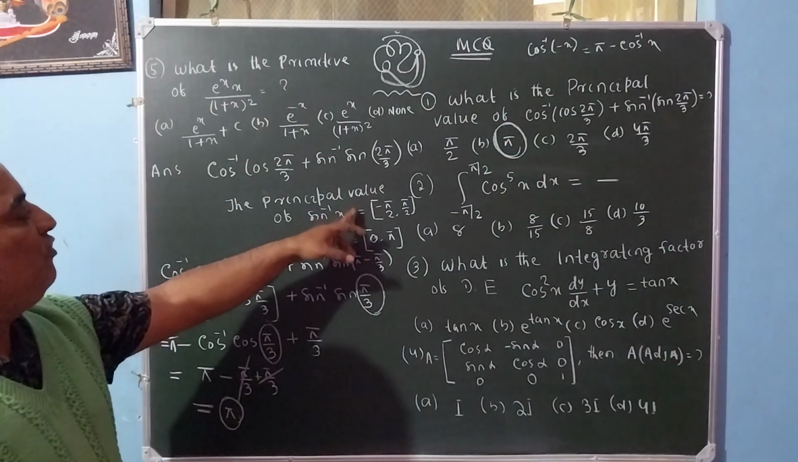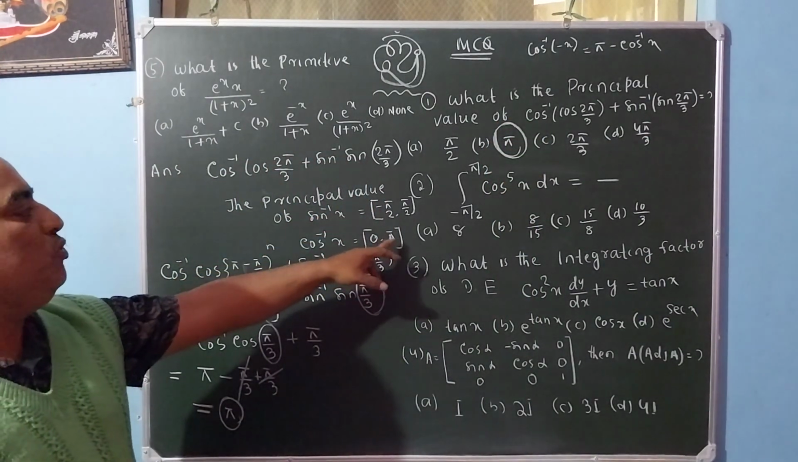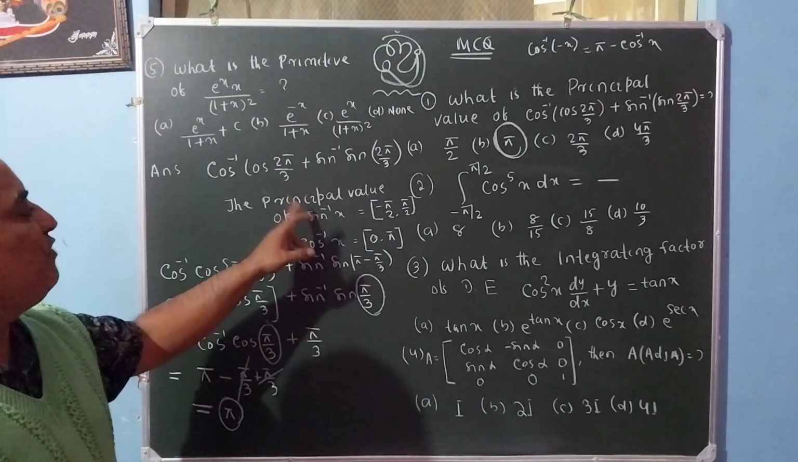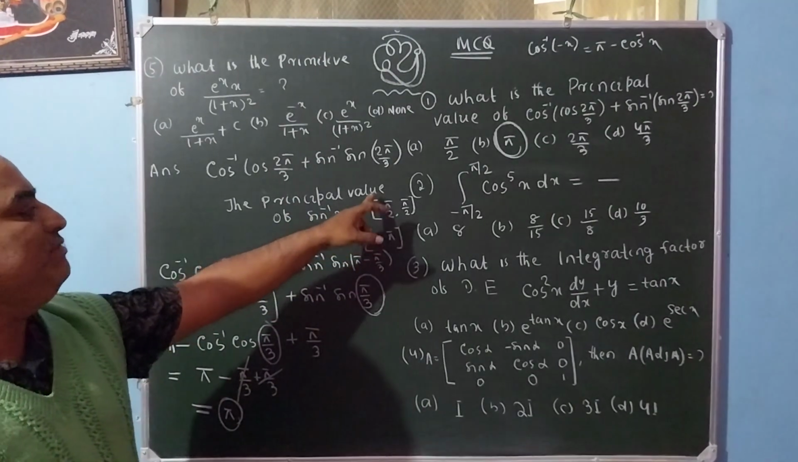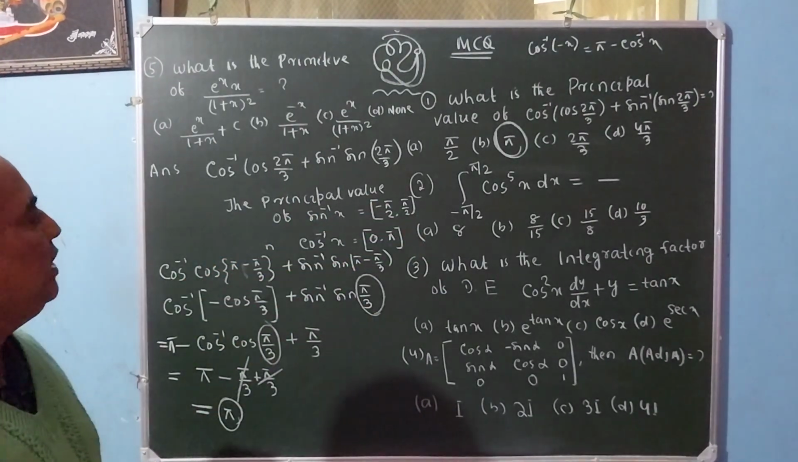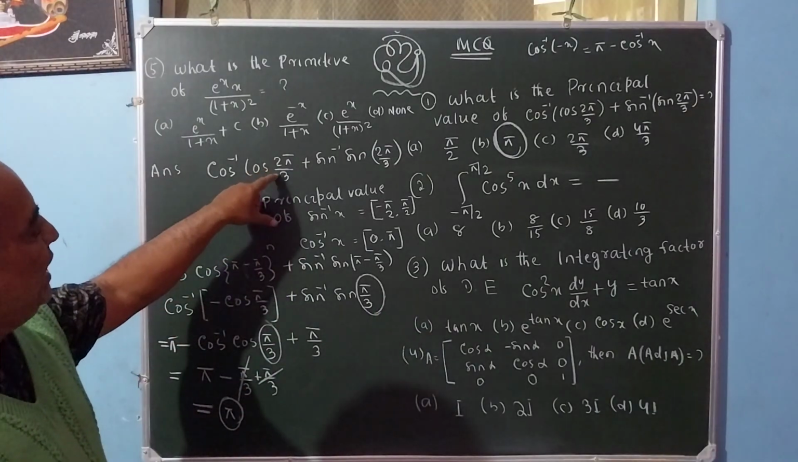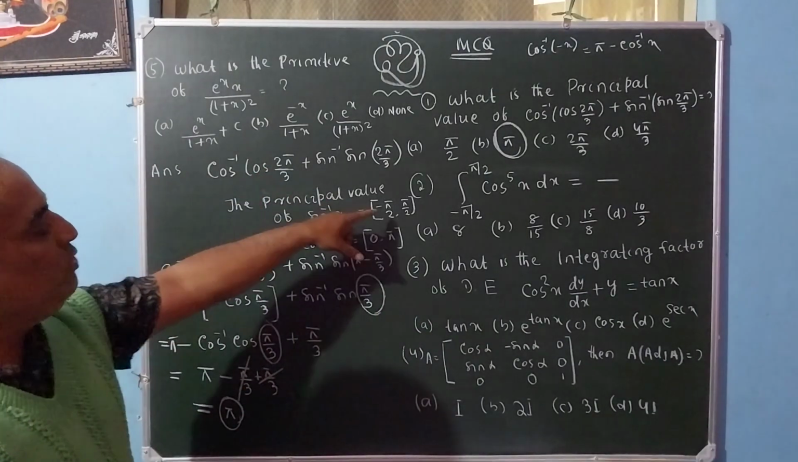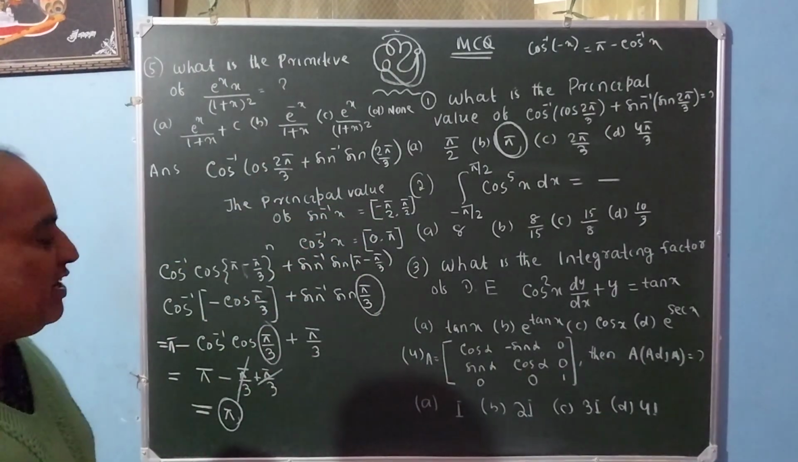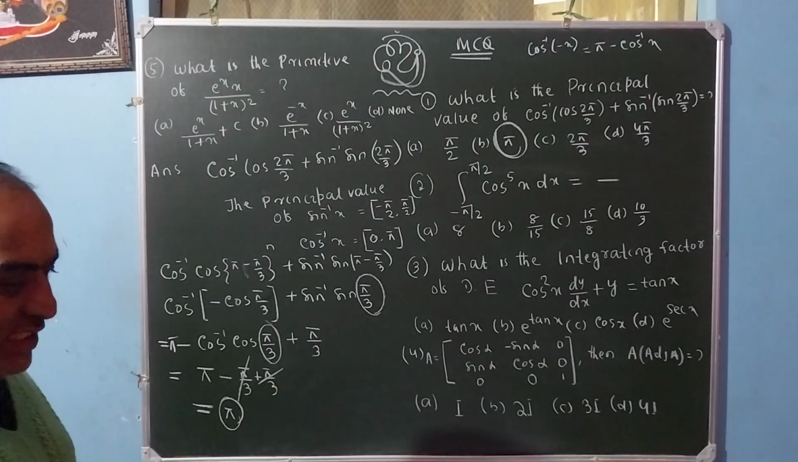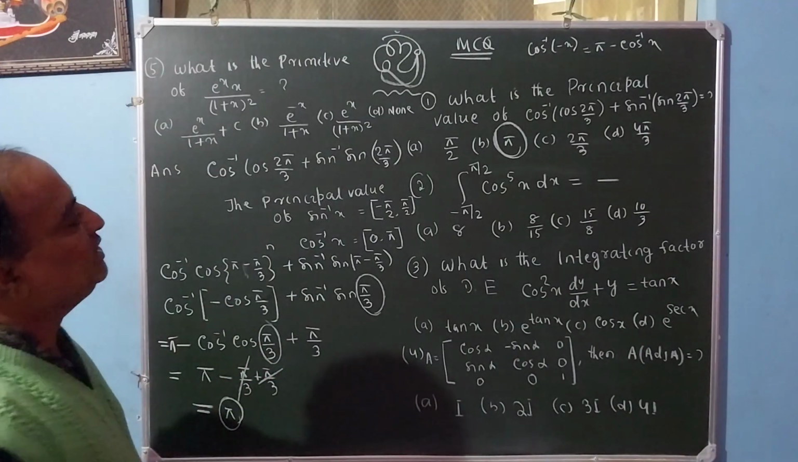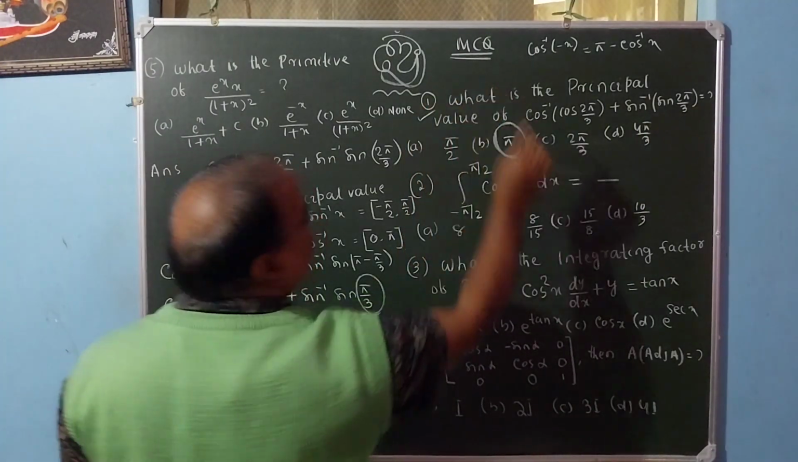Principal range of cos inverse x is 0 to pi, closed interval. Principal value of sin inverse x is minus pi by 2 to plus pi by 2. Always you have to bring the value into these intervals, the principal range. Okay, so this is the answer of this question. Question number 1 is completed.